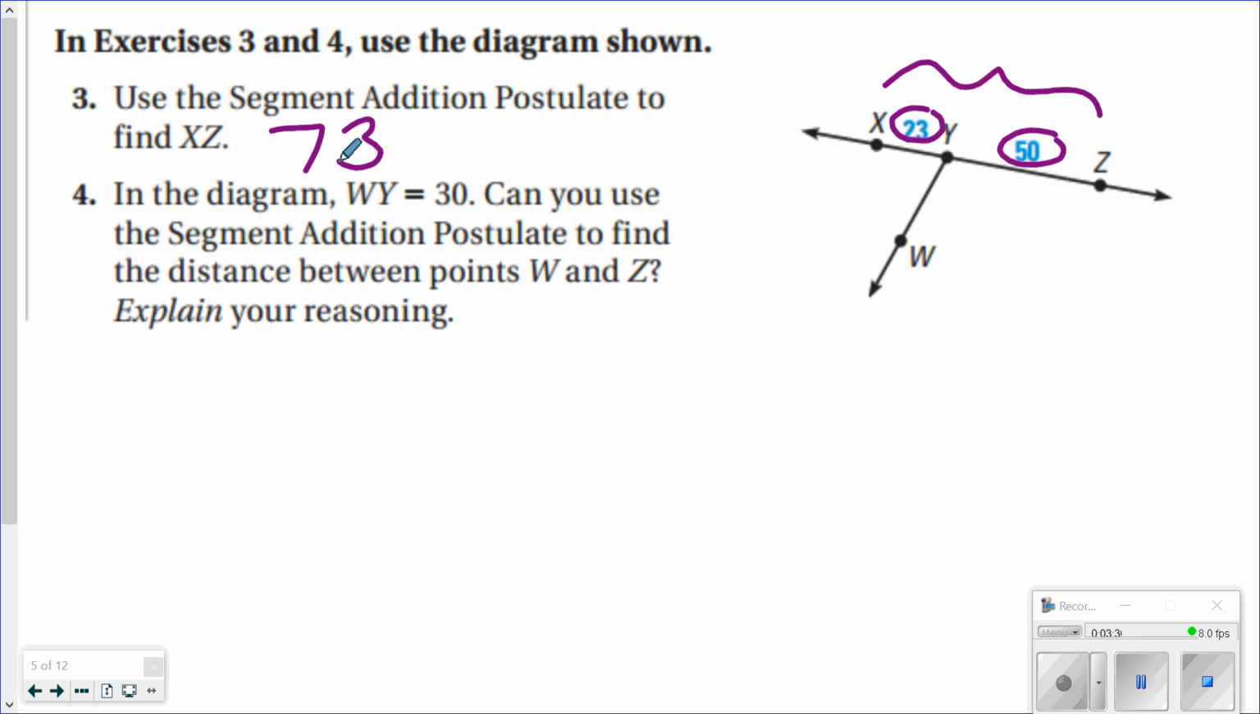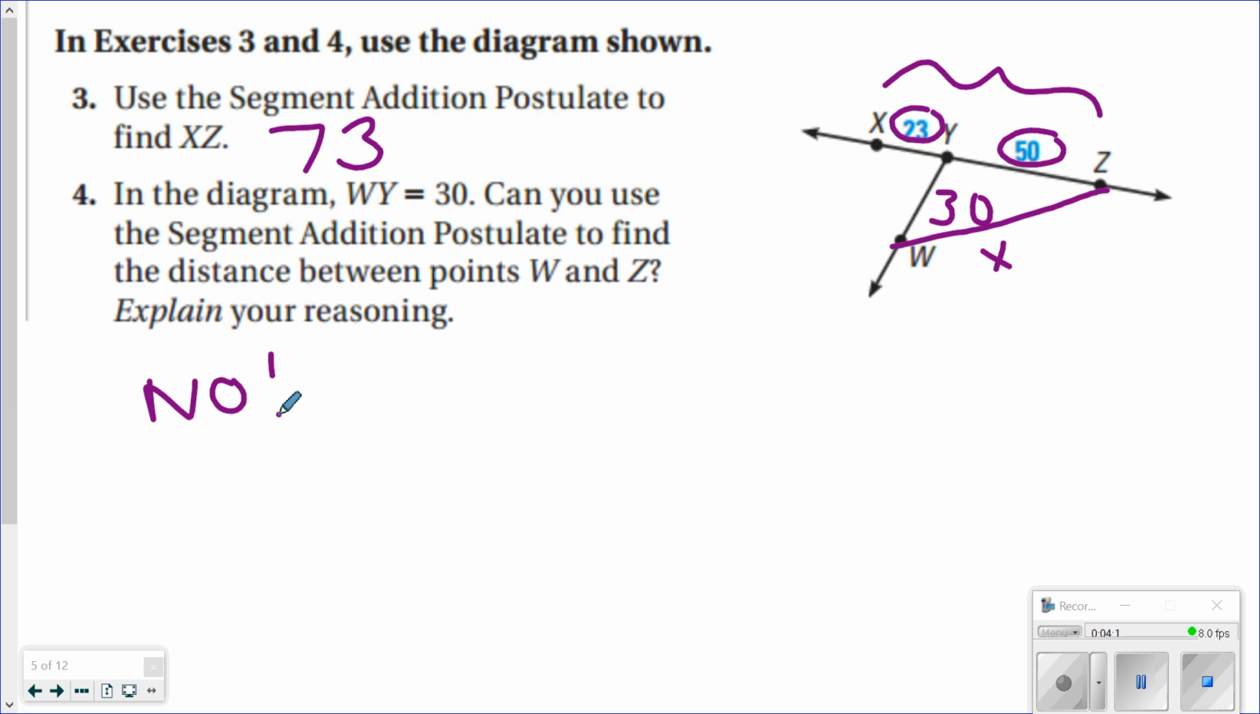Pretty easy. Number 4, in the diagram, WY is equal to 30. So I'm going to label that in my diagram. Can you use the segment addition postulate to find the distance between point W and Z? Explain your reasoning. I'm going to give you guys a second to kind of think about that. Z is right here. Can you use the segment addition postulate to find this distance? Well, the answer is no.